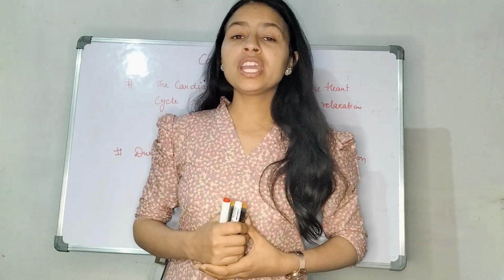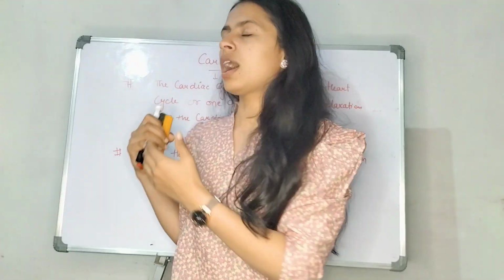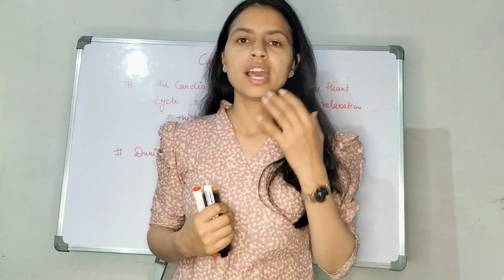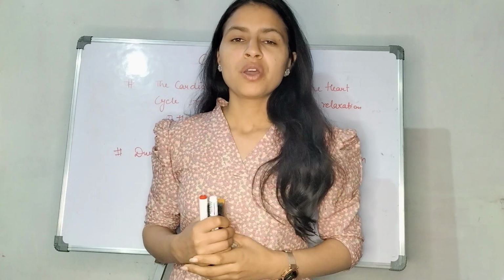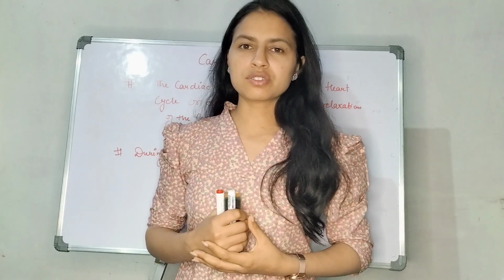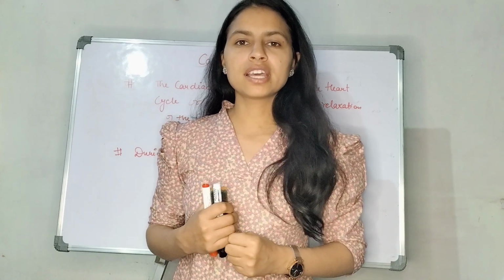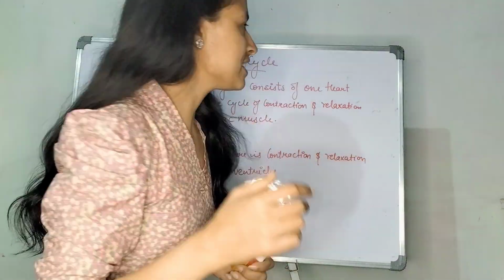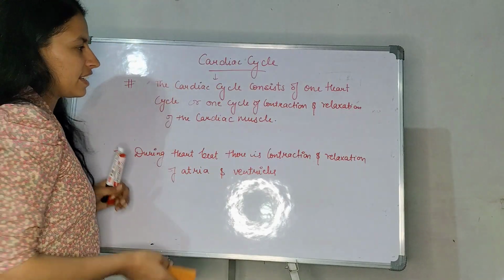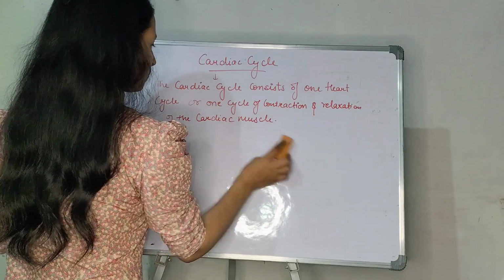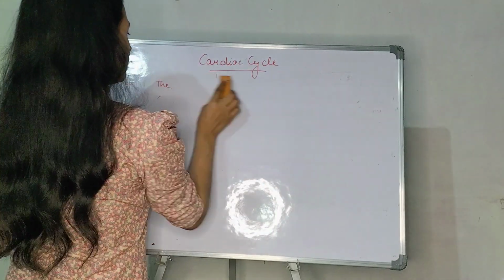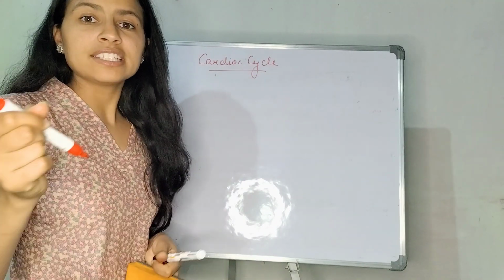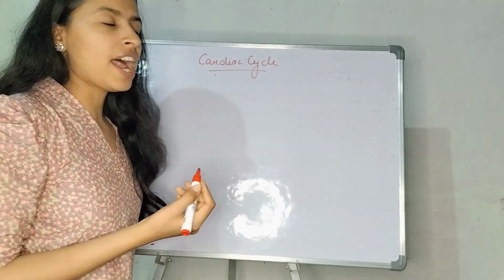Today we will also learn how the two sounds of our heart, lubb and dub, are produced. When a doctor uses a stethoscope, these two sounds, lubb and dub, are heard. So let's start the cardiac cycle. I was explaining that the cardiac cycle involves contraction and relaxation.